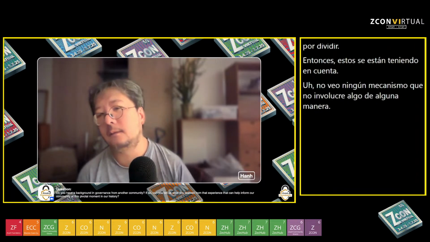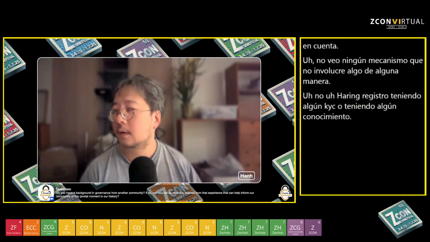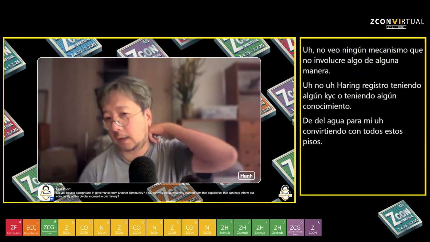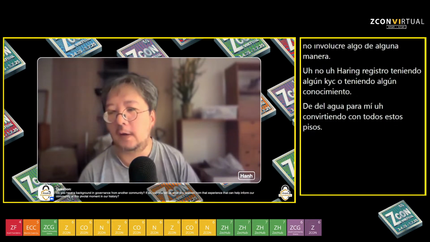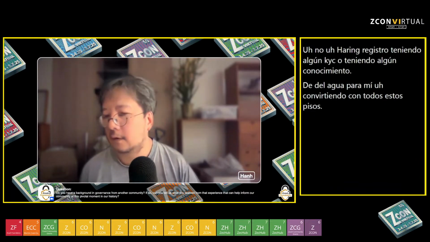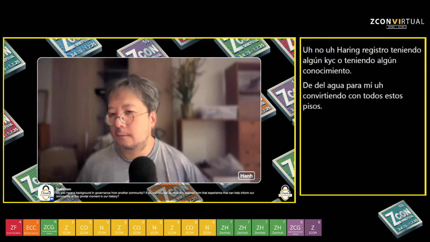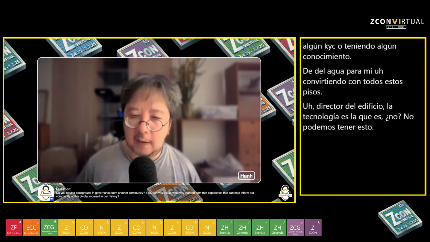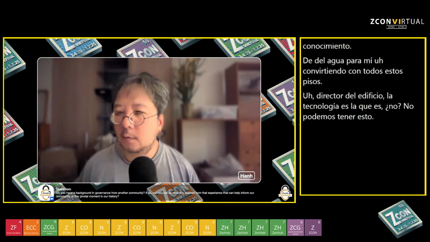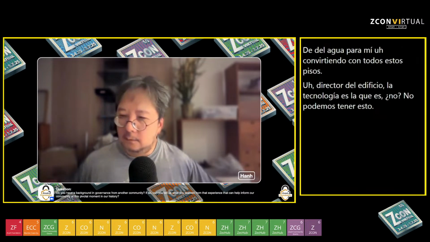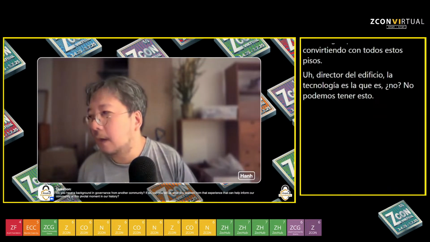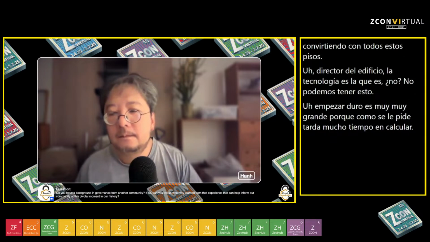For me, coin voting with all these flaws, meaning that the technology is what it is, right? We cannot have a start height that is very, very large, because as we have seen, it takes a long time to compute. For all its flaws, this is, in my opinion, the best we can do.